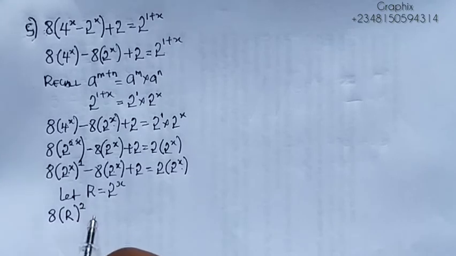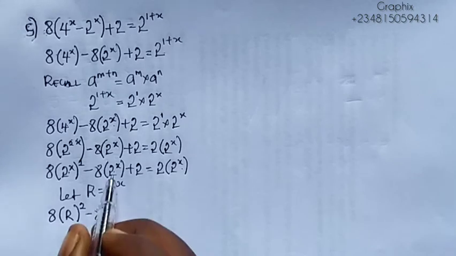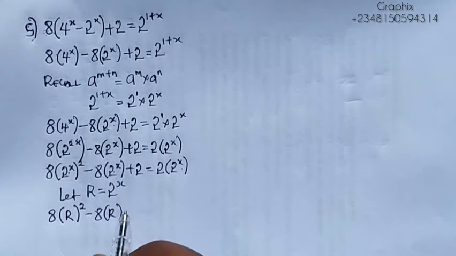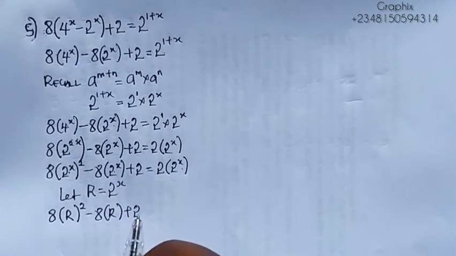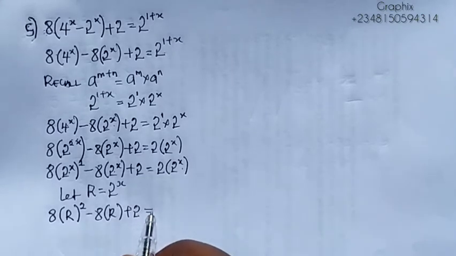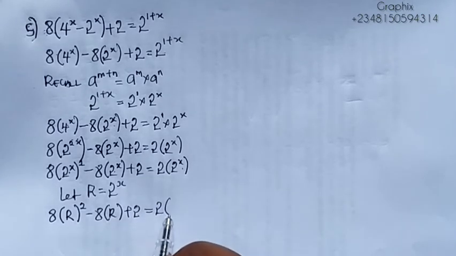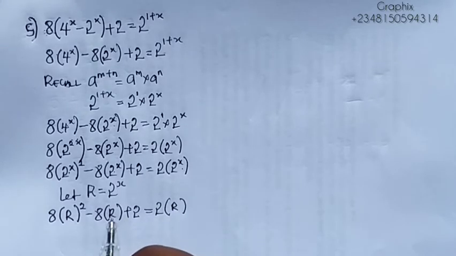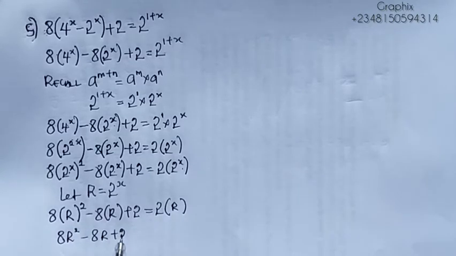Right? There's a square there. Minus 8, we're going to write r again, plus 2 equals to 2 to the power of what? r. So I'll replace my 2 to the power x with 2 to the power r. Now I'll be having this to be 8r squared minus 8r plus 2 equals to what?